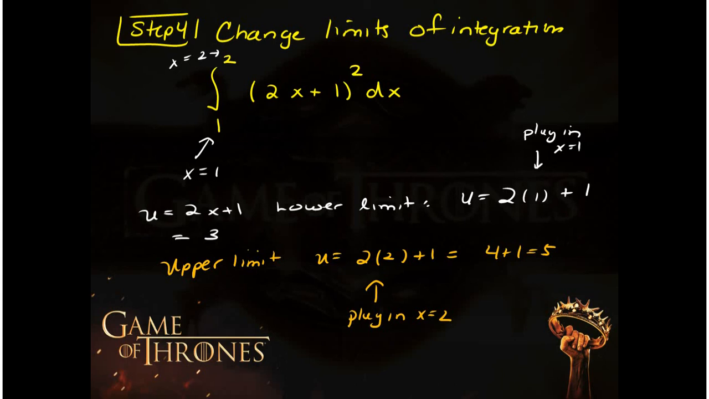Upper limit's done the same way. You take that same transformation. The old upper limit was 2. You stick that 2 in for x, and you get your new upper limit, which is 5.